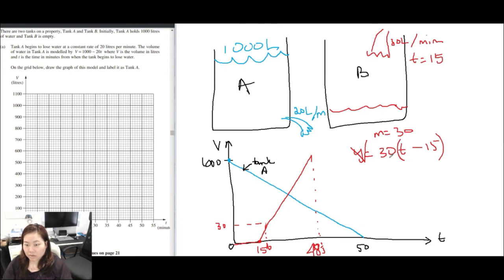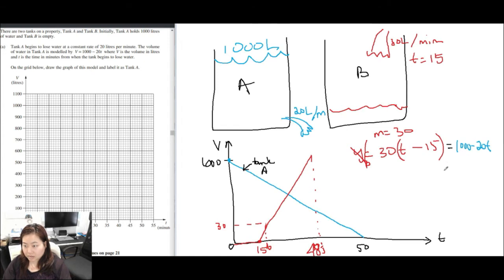Now, when are they at the same volume? That's when the volume is the same. So I'm going to call this volume B. When this is the same as volume A, which is 1000 minus 20t. If I was doing it on the graph paper and it's really clear where they cross, then I would have just used that number. But since I don't have graph paper, I don't know where this thing is, so I have to use equation.